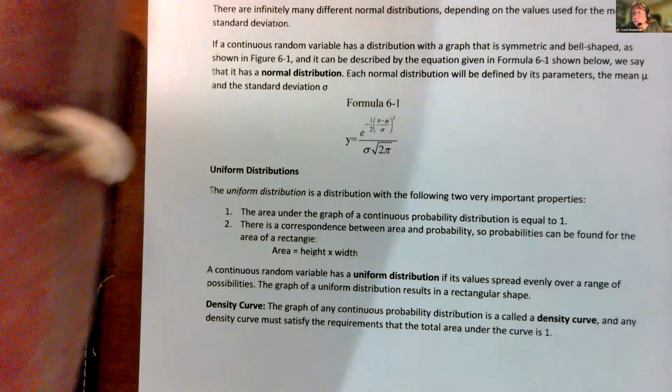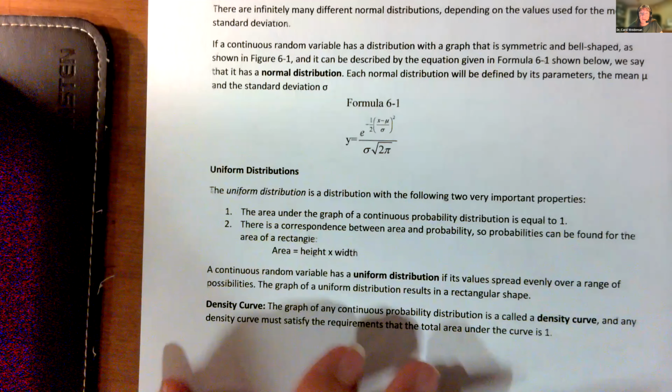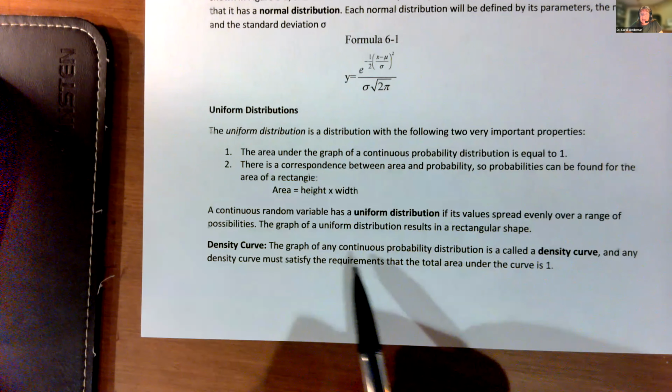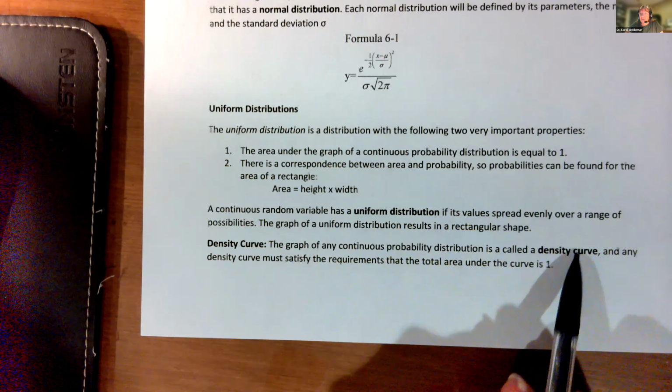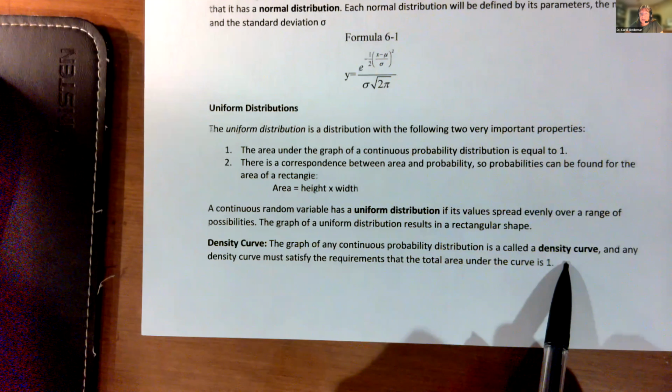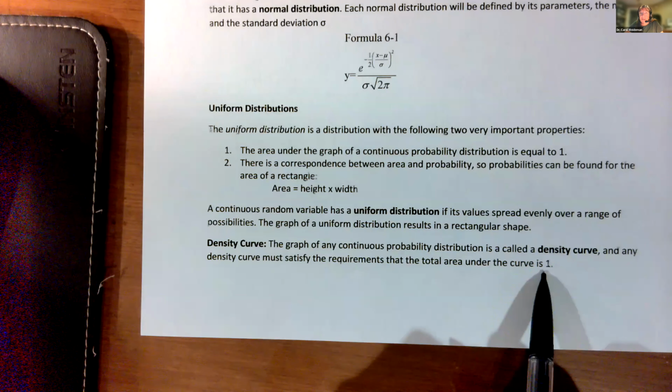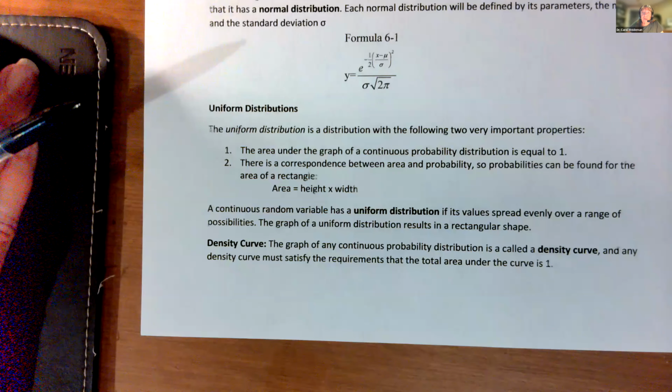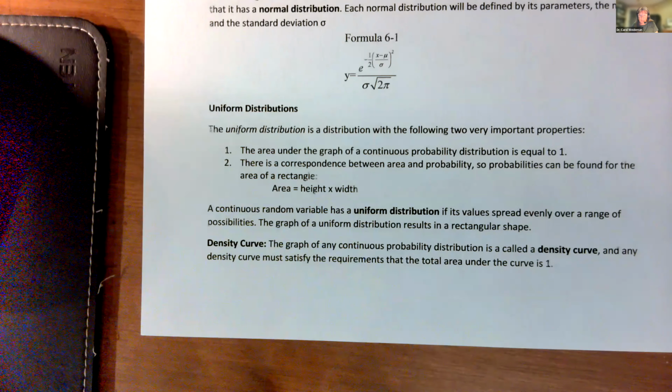So different from the bell-shaped curve that we see for the normal. The graph of any continuous probability distribution has a special name now. It's called a density curve. And the area under the curve, whatever it happens to be, whether it's a normal distribution or that rectangle, is going to be equal to 1.